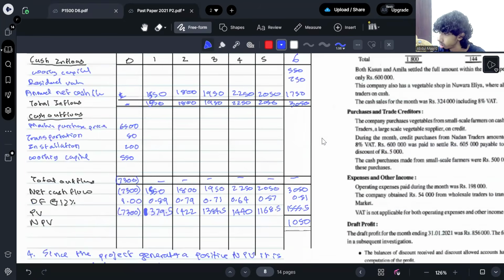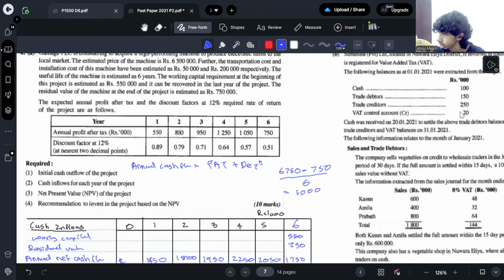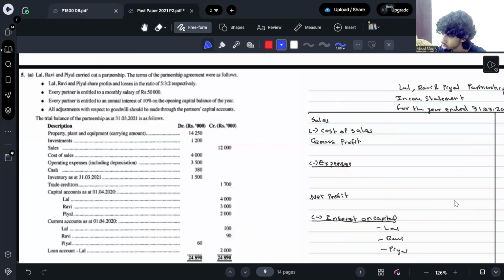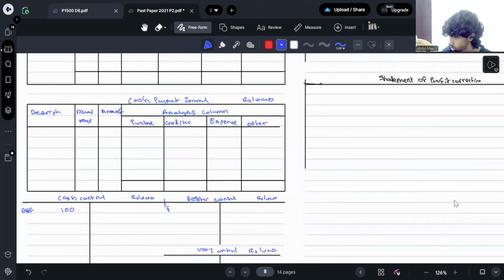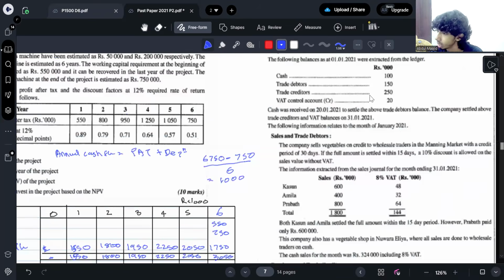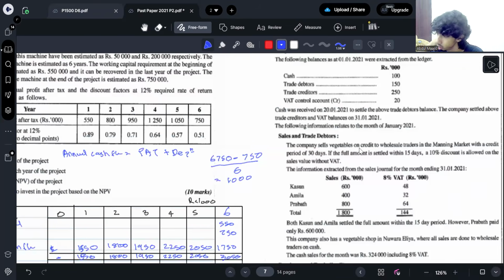Then we have debtor 150, VAT 20. Debtor BBF 150, VAT BBF 20. So then the first transaction. Cash was received on 20th of January 2021 to settle the above trade debtor balance. The company settled above trade creditor and VAT balance on 31st of Jan 2021.